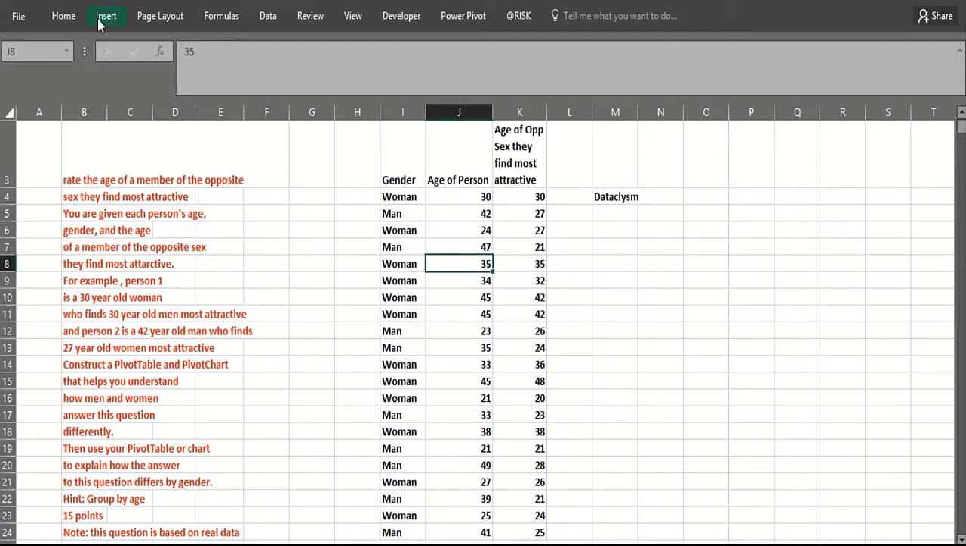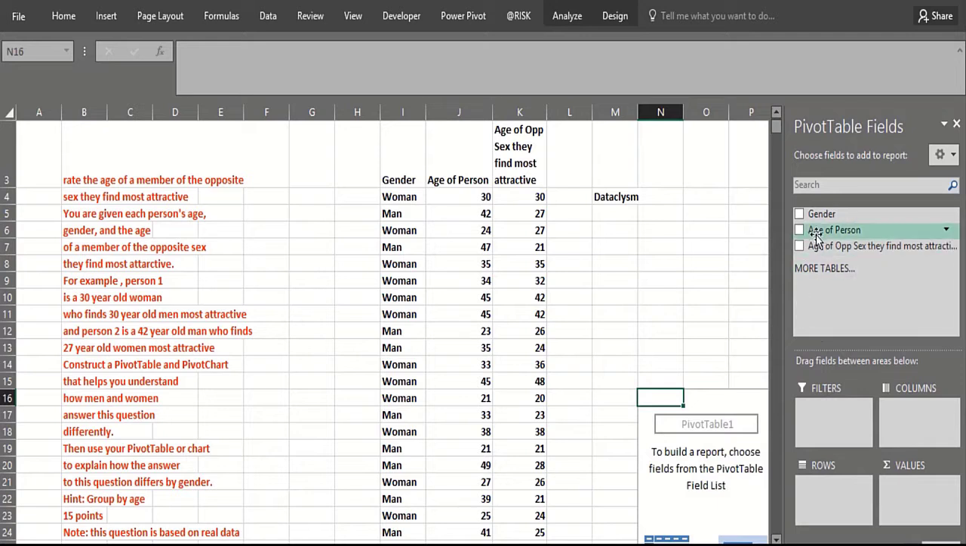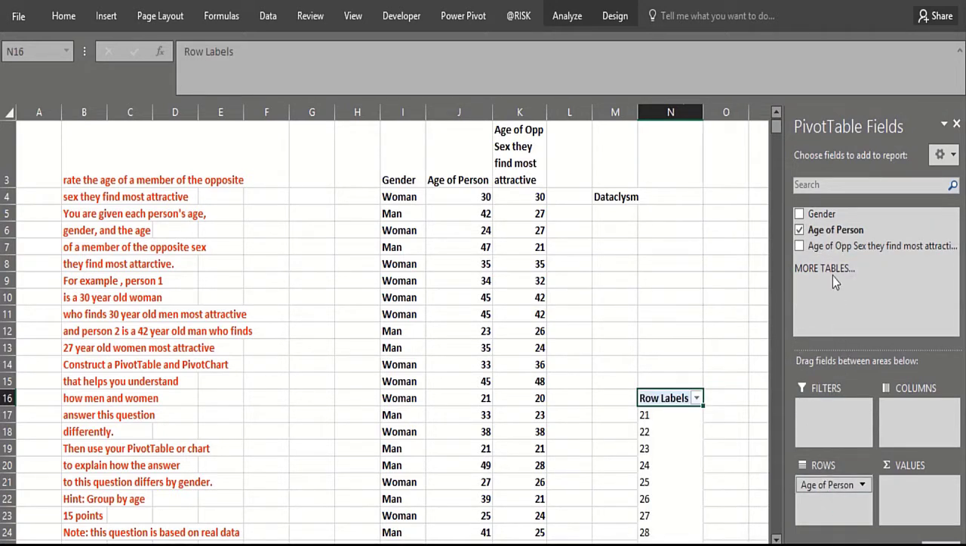We put the cursor here. We do insert pivot table, existing worksheet. Now we're going to take the ages. So I want the age of person, and then I'm going to group that. Then I want the age of the person they find most attractive in the opposite sex. And then we'll put that in here. And we want that to be average. We'll change that in a minute. I want the gender here, for men and women.